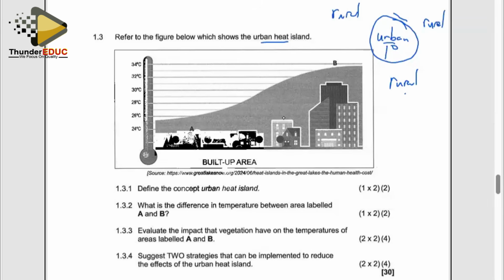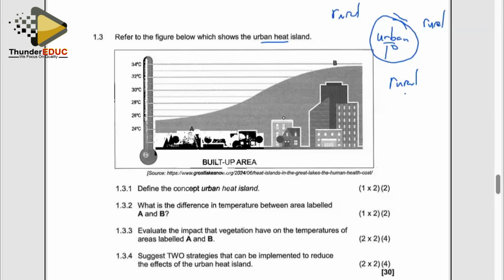And why do the rural areas have relatively lower temperatures? It's because of the natural surfaces. We have the natural surfaces which reflect heat. We also have vegetation, which has a cooling effect. And we have water bodies in the rural areas, which also have a cooling effect. So that is the other side of the rural area. And then you must also be able to figure out what can be done to try and minimize the impacts of these urban heat islands.